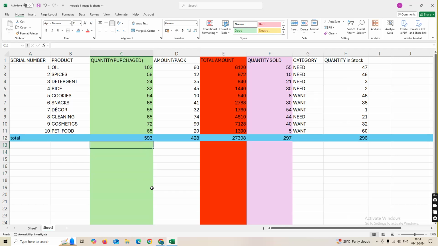Put all my formula, purchase now, so C is equal to C2 minus F2. Done. Quantity in stock.